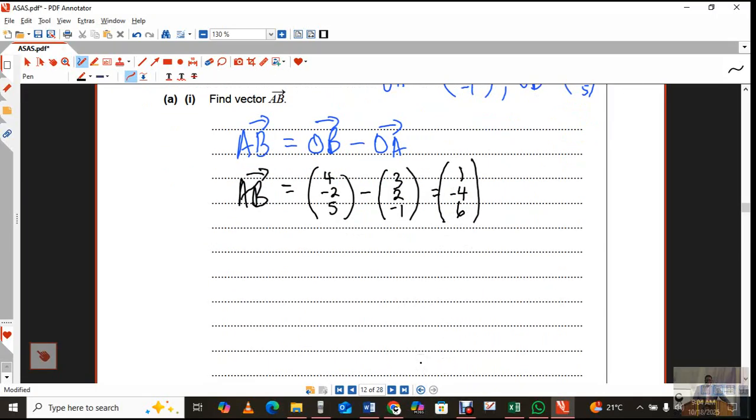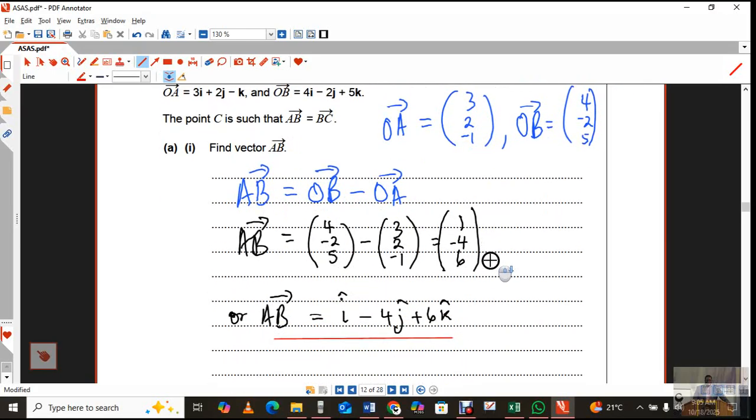Or if you want to, you can also give it in terms of its position vector or unit vectors. You can say AB is equal to 1i minus 4j plus 6k. Okay, these ones are all unit vectors. Just like that, you can give it in any form that you wish, whether you give it in base vector form or in column vector, it's still acceptable.